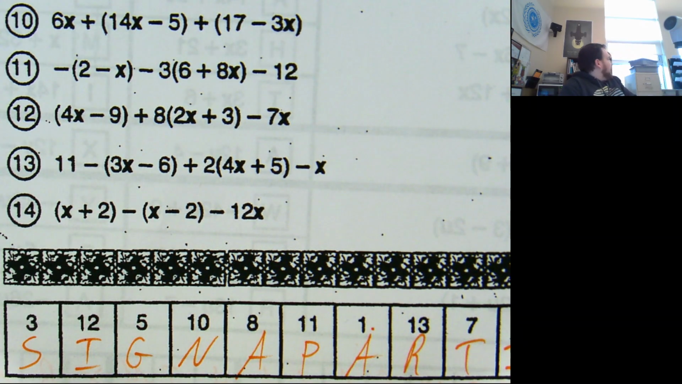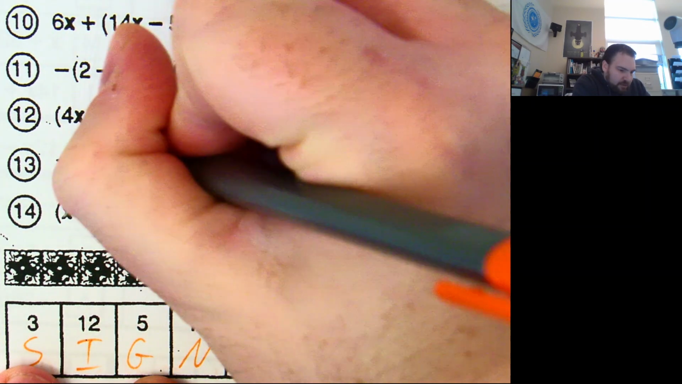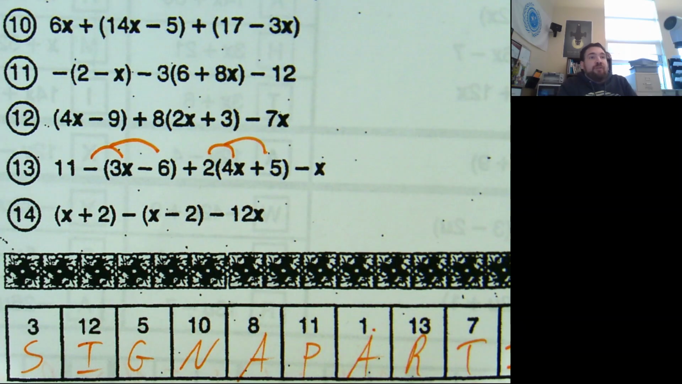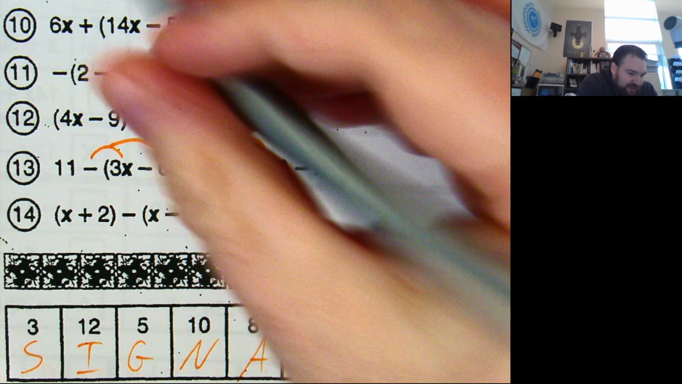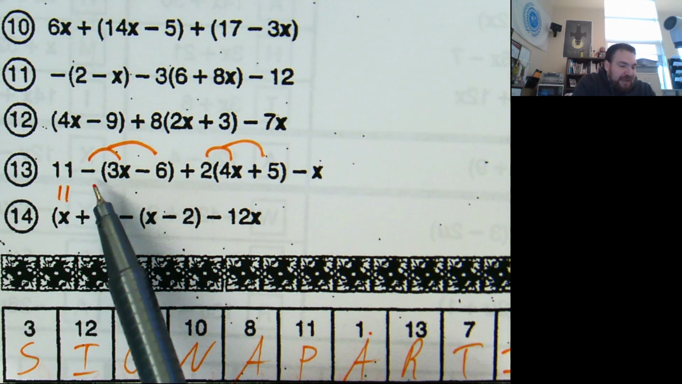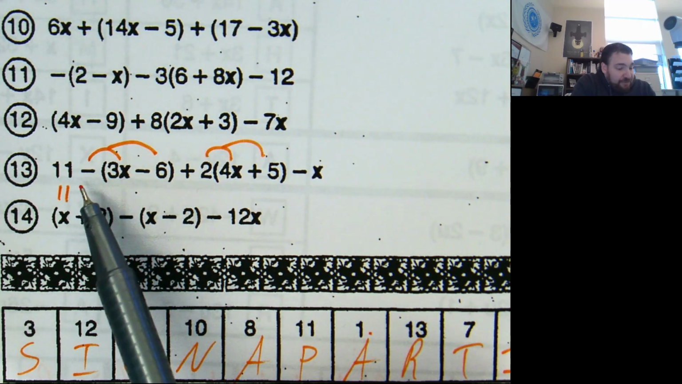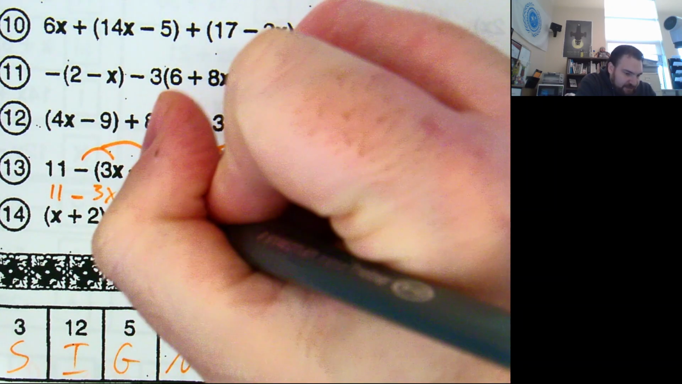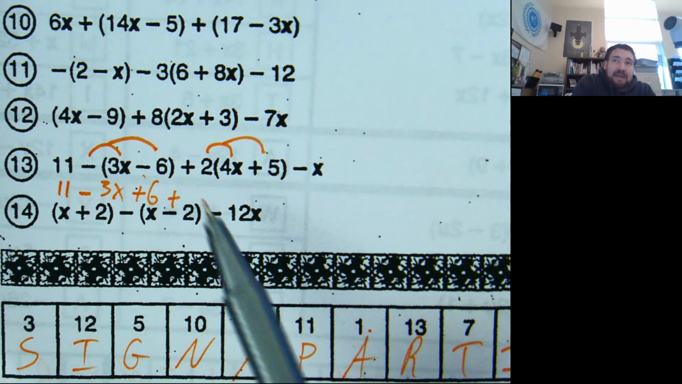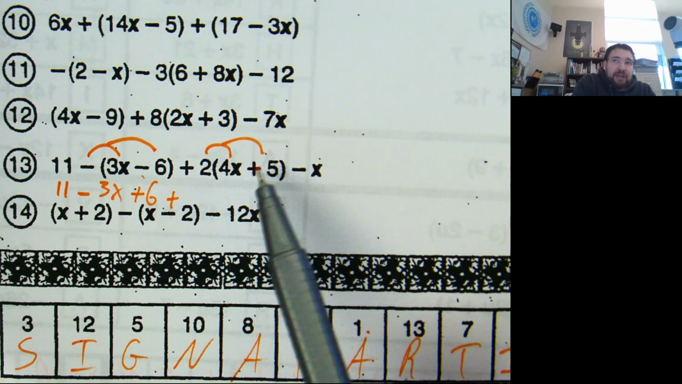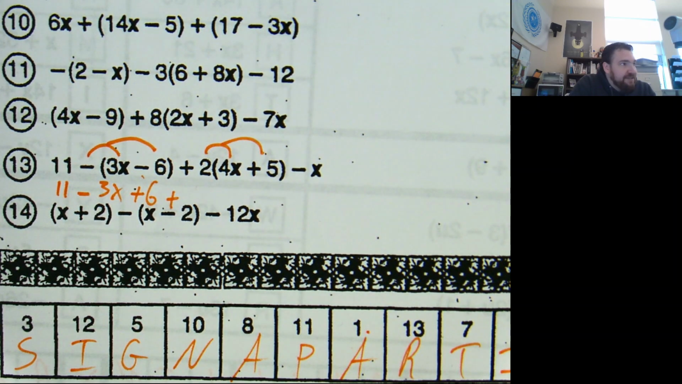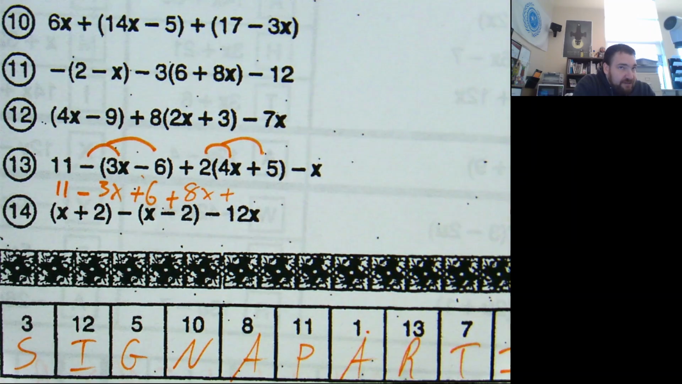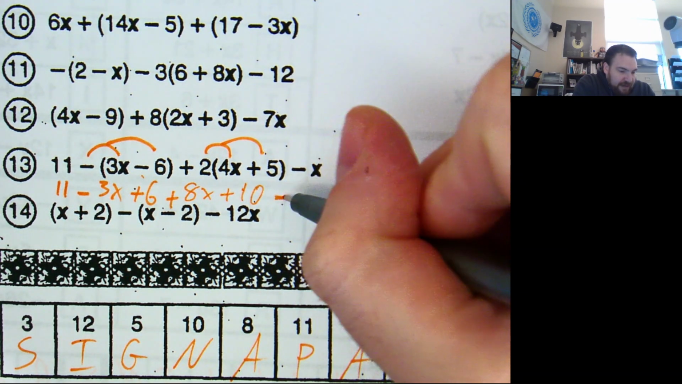So how I would show my work is by doing that and by doing this. And then I would go forth and actually do that work. Now, the 11 doesn't change, so I'm going to leave my 11 there. When I distribute that negative onto 3x minus 6, negative 3x is just going to be minus 3x, and negative 6 is going to be plus 6. Plus, now I'm going to multiply this 2 in, distributing it onto all of the terms. 2 times 4x is plus 8x. 2 times positive 5 is plus 10, minus x.